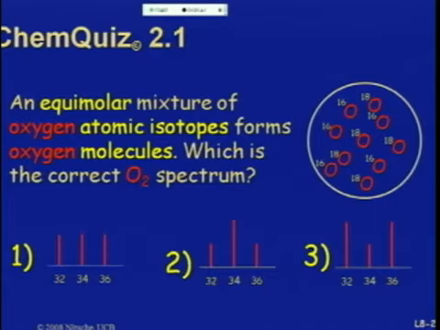So I get this spectra with mass 32, 34, and 36. And this is a ratio of 1 to 1 to 1. This is a ratio of 1 to 2 to 1. This is a ratio of 2 to 1 to 2. So this here is half as high as here, or this here is double as high as that one. Okay? So what is the answer? Which is the correct oxygen 2 spectrum?